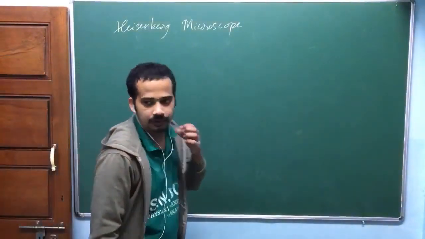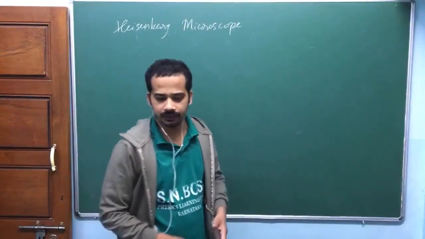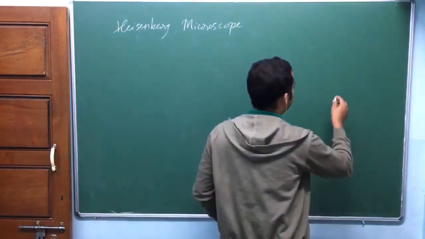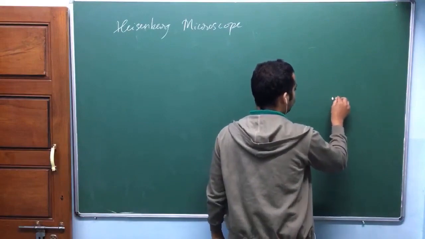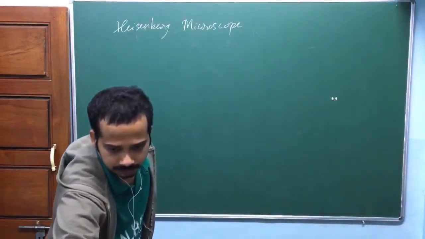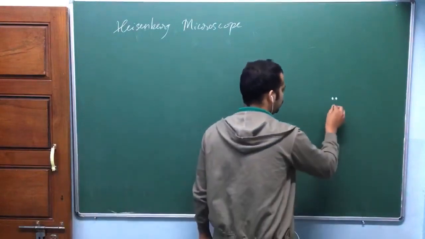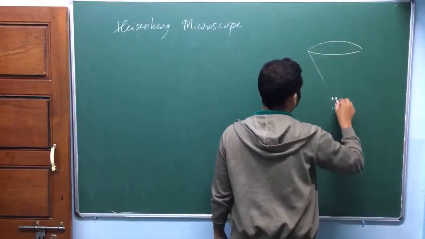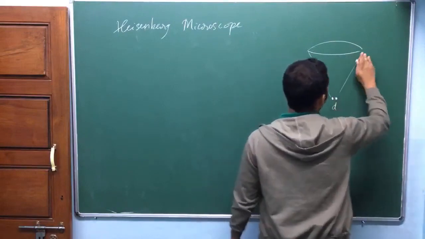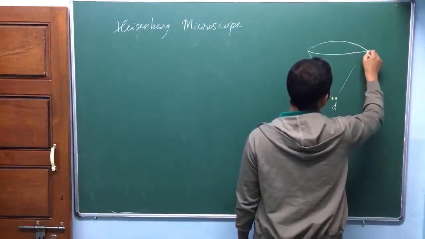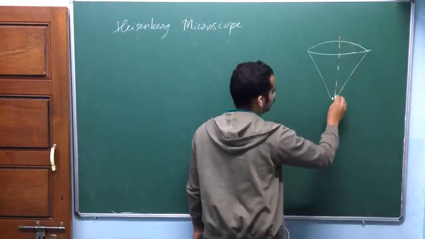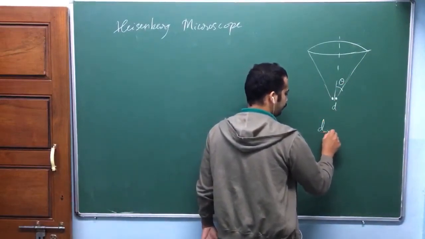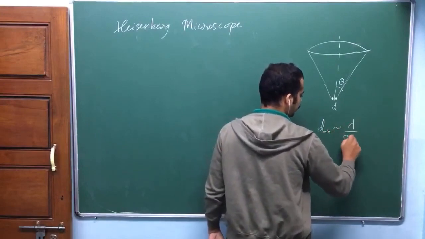Look here, there is one optics formula, and that optics formula depends on the diffraction condition only. So look here, we have two small objects which are separated by a distance d, and you have the objective of your microscope like this. You are going to draw some angle theta here. The minimum separation that can be well resolved is nearly equal to lambda by sin theta.